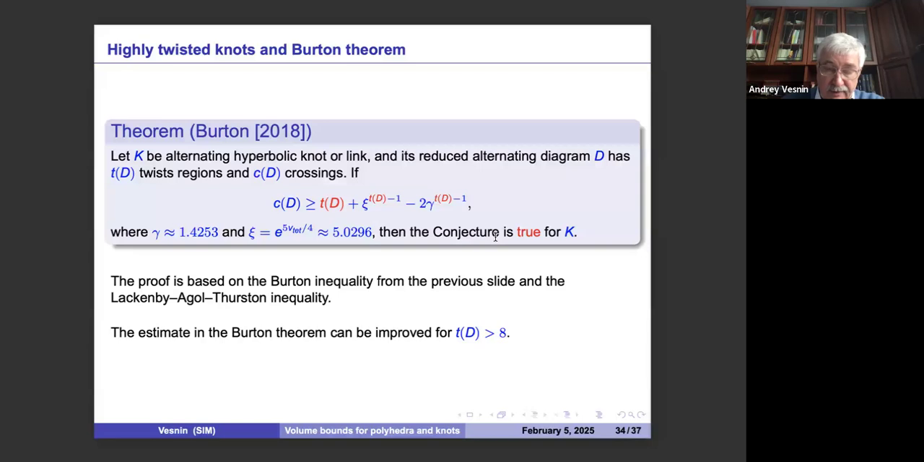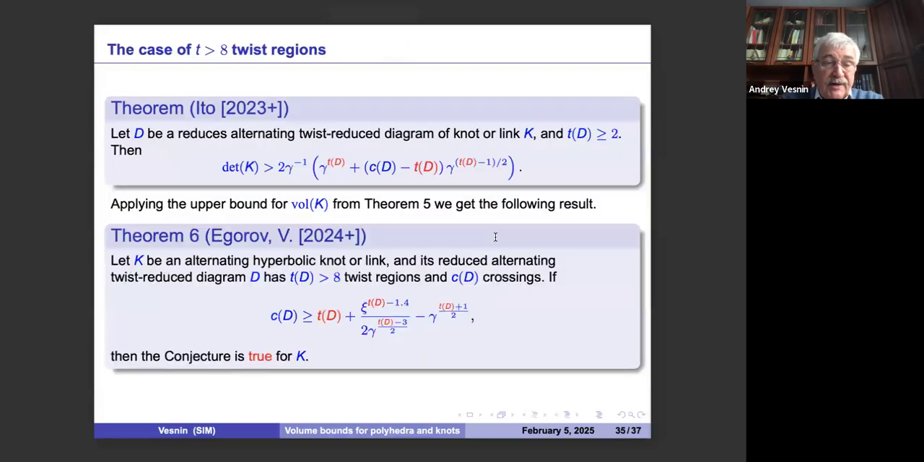in the case of highly twisted knots, we also can improve the bound obtained by Burton in the case of twist regions bigger than 8. And we have two ingredients here. The first is a result proved by Ito. It is still a preprint on arXiv, as far as I know. So he obtained a lower bound for the determinant as presented here. You see this bound uses the number of twist regions.